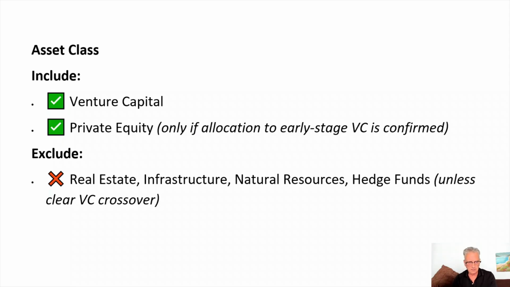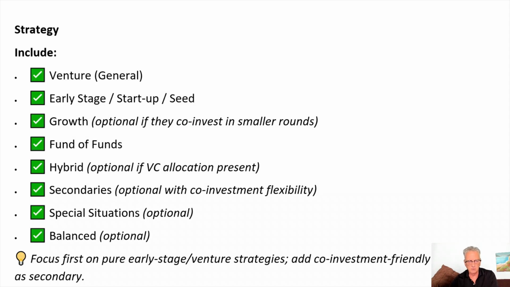So obviously in this case we're looking at asset class. We're going to include venture capital, private equity, only if the allocation to early stage of venture capital is confirmed. We're not going to involve real estate, infrastructure, natural resources. So basically I have to go through each of the columns and refine them.